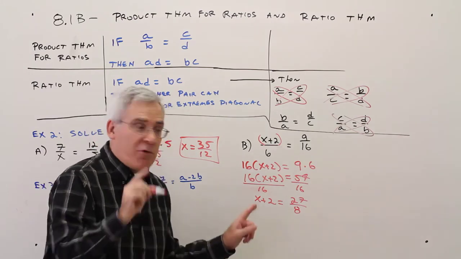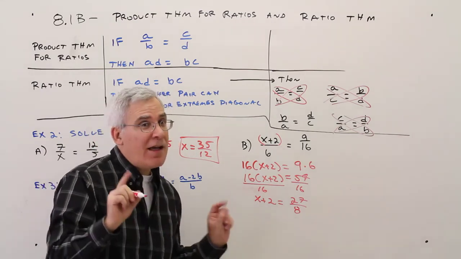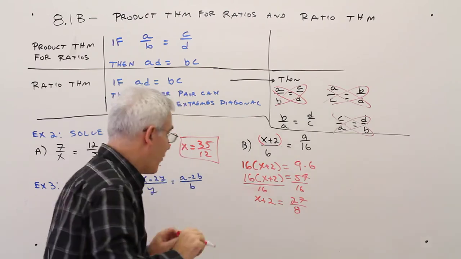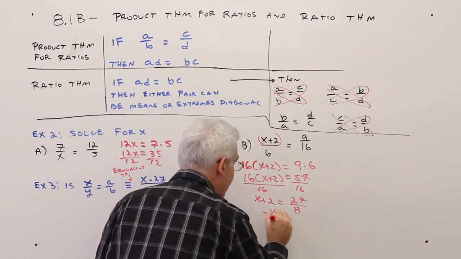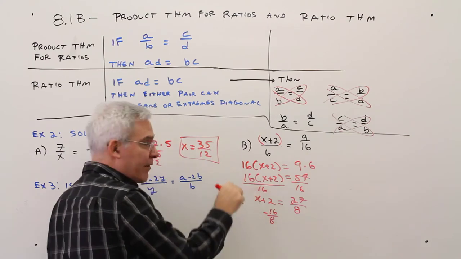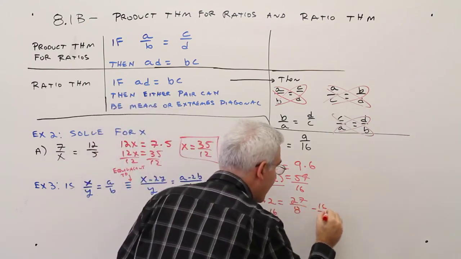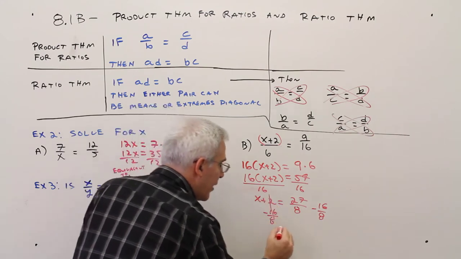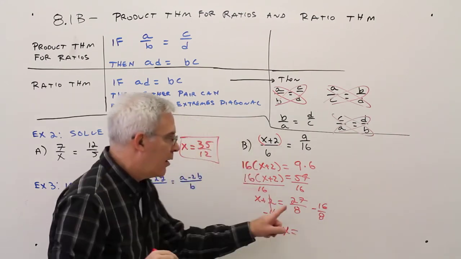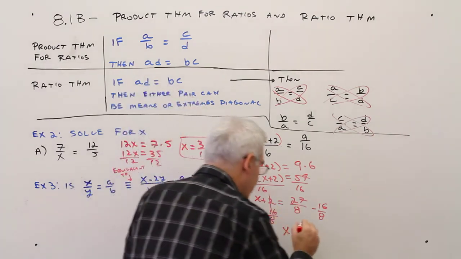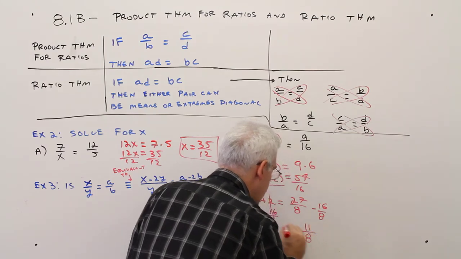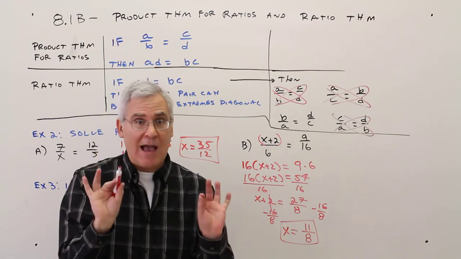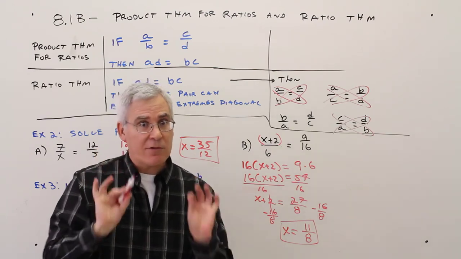Now, instead of subtracting 2 from each side, I'm going to subtract 16 over 8 from each side, if you catch my drift there. So minus 16 over 8, which is equivalent to 2, minus 16 over 8, which is equivalent to 2. So then I get x to equal 11 over 8. Again, our agreement, exact, simplified answers.